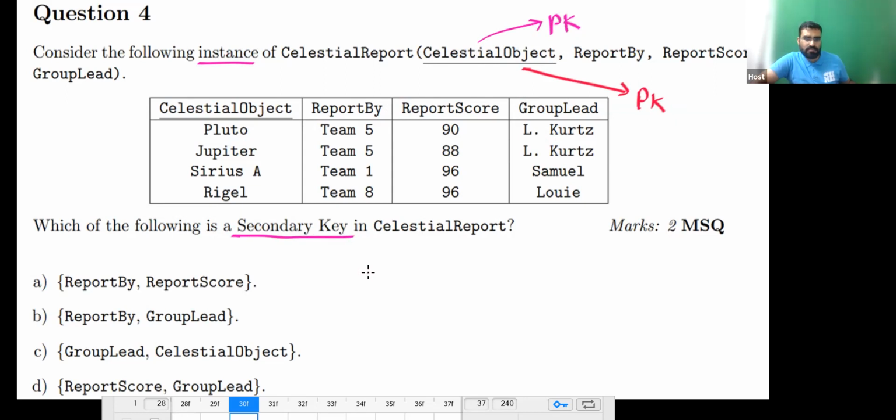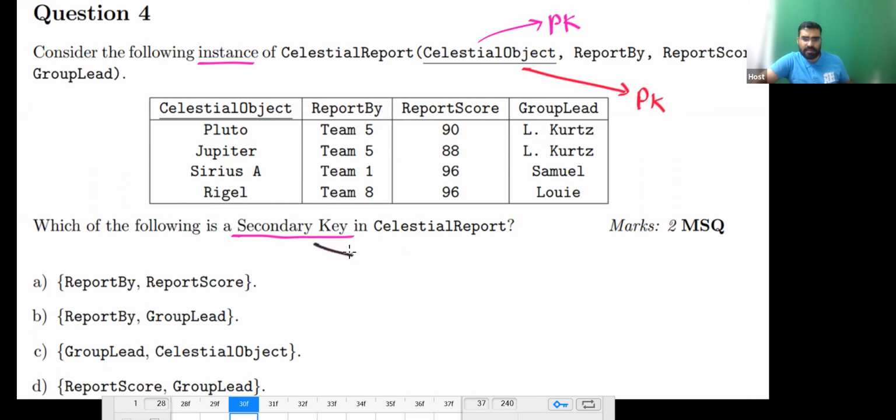See, this is not a question that the GATE exam will ask you. This type of question is not worthy of the GATE exam, but it is a simple question. It is more like an ISRO exam question, or NEET or UGC NET. You will not see this type of question in the GATE exam. But anyway, which of the following is a secondary key?